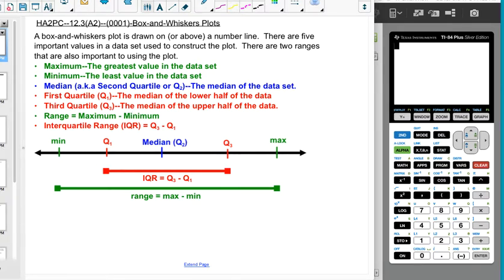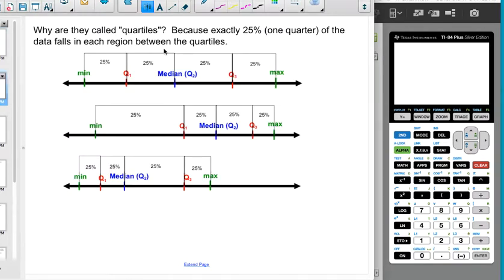All right, so why are they called quartiles? Well, they're called quartiles because exactly 25% or 1/4 of the data falls in each of the regions between those quartiles, right? So 25% of the data would fall between the minimum and quartile 1. 25% falls between quartile 1 and quartile 2, or the median. 25% falls in this window between Q2 and Q3, and 25% falls between Q3 and the max, right?